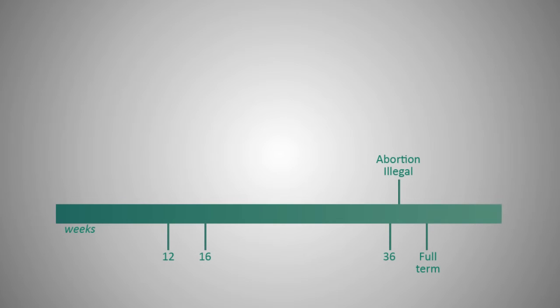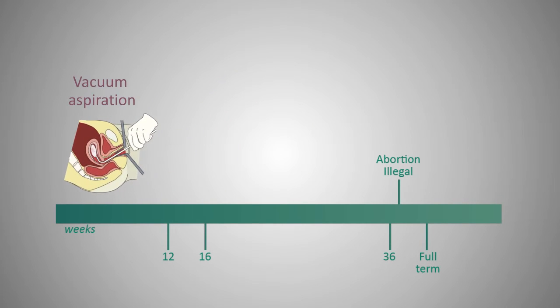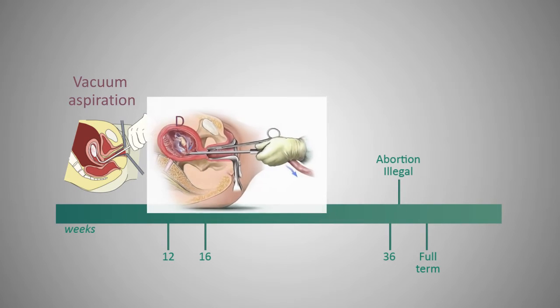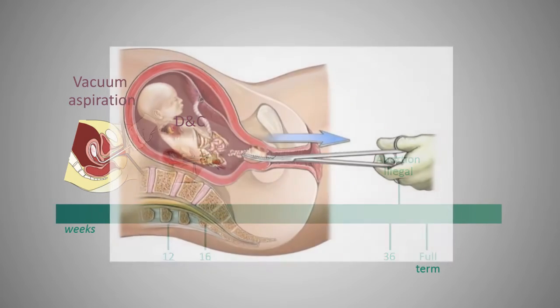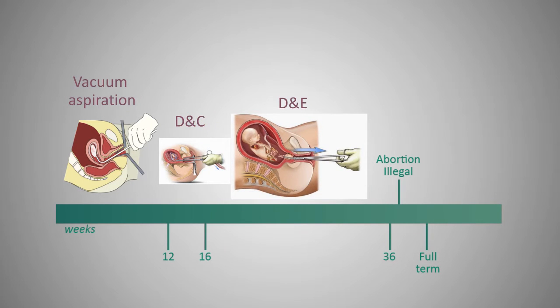So let's review. Vacuum aspiration occurs during the first 12 weeks of pregnancy. D&C occurs up to 16 weeks. D&E occurs in between week 16 and week 36. At 37 weeks, abortions are not legal in a number of states except in certain medical conditions, as the fetus is legally considered full term.